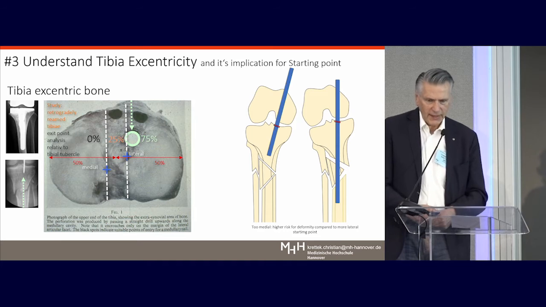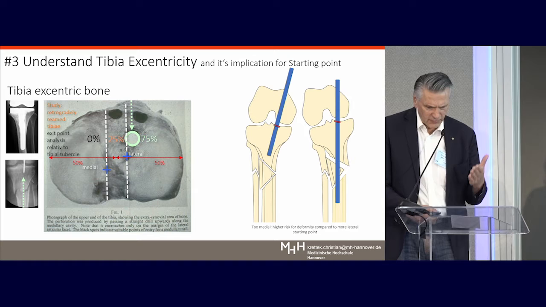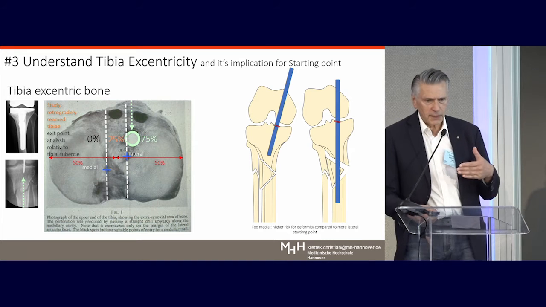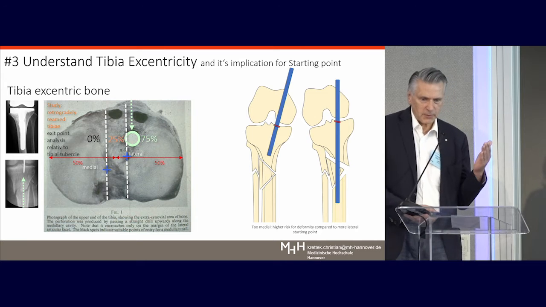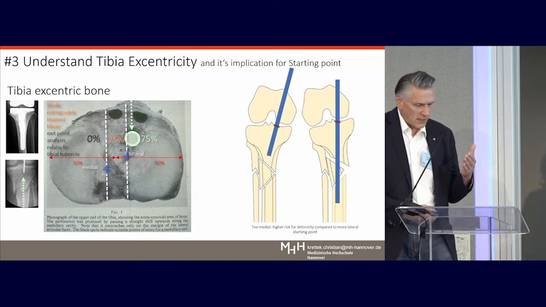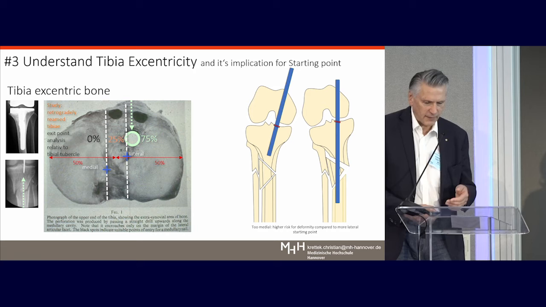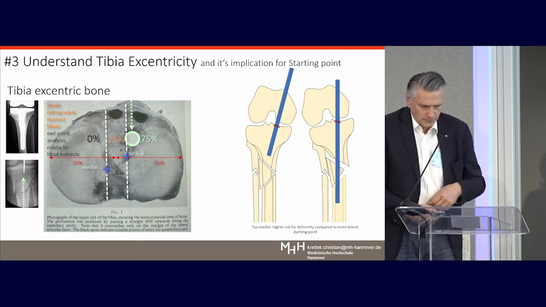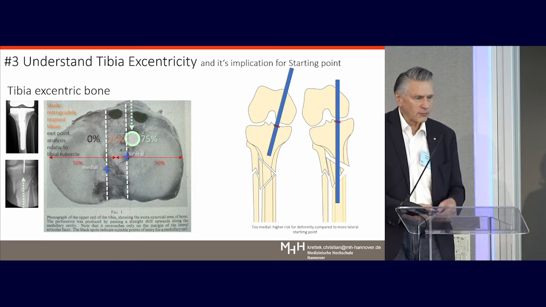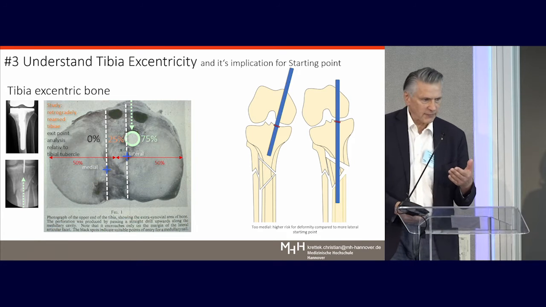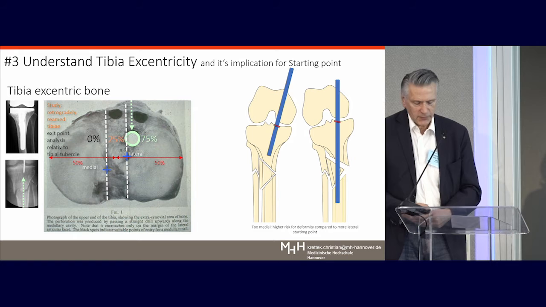The third thing is to understand tibia eccentricity. We very clearly have in mind that the femur is an eccentric bone, but we don't have it in mind so much for the tibia. And when you look at total knee components, you see that they address the eccentricity of the proximal tibia.